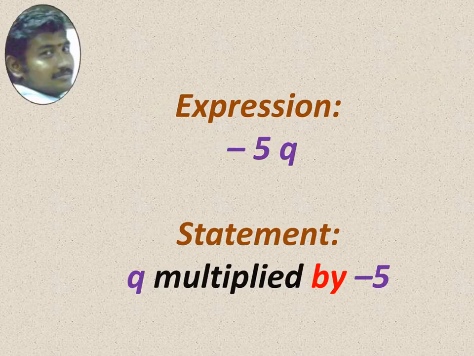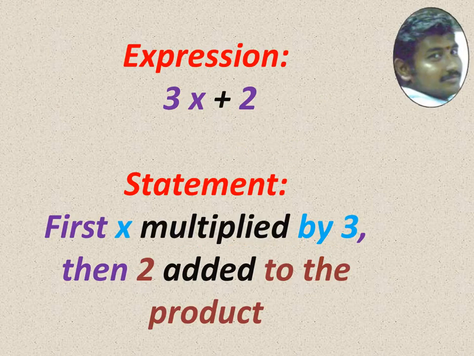Let us see the next one. Minus 5q. The statement for this expression is q multiplied by minus 5. It means minus 5 into q, that is minus 5q. The multiplication symbol is hidden here. q is multiplied by minus 5. Here you see 3x plus 2. The statement is: first x multiplied by 3, then add 2 to the product. That is the meaning.